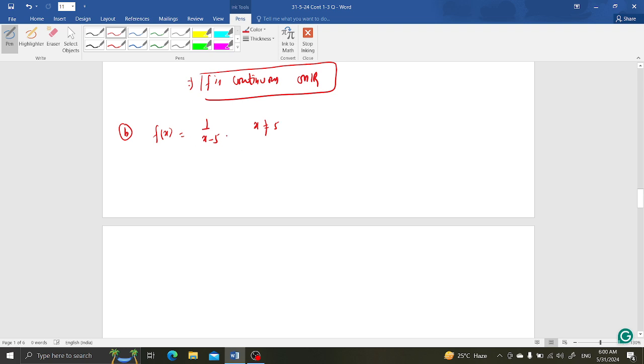Obviously if x equals 5, then it will be not defined. What we get is that it is not defined. So one more thing here. First of all, I will tell you its short trick.